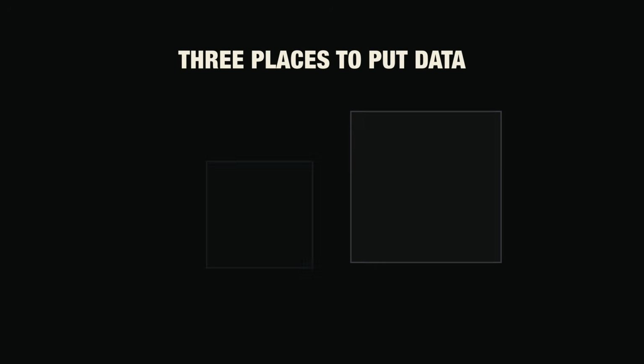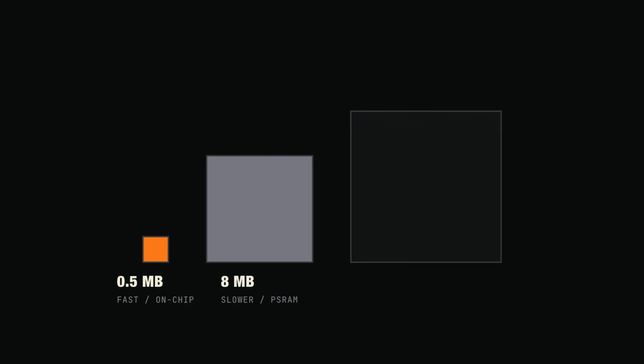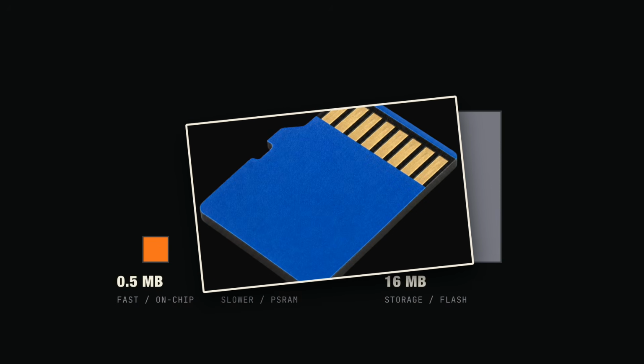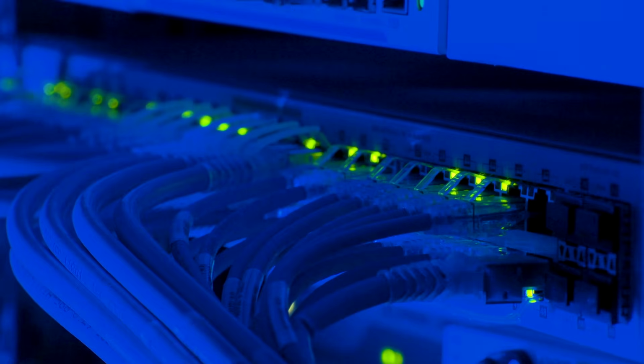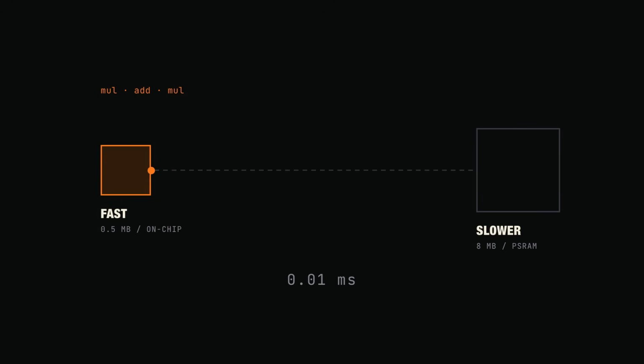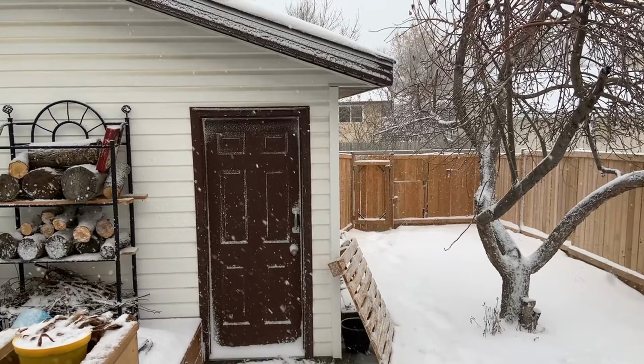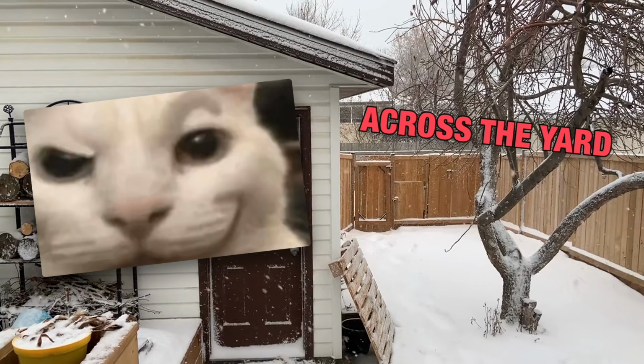You'll see it actually has 3 separate places to put data. You have that tiny half megabyte of fast memory right next to the processor. But you also get 8 megabytes of slower memory, plus 16 megabytes of basic storage built into the board where things just sit when the power is off. Only the fast memory is built for the math a neural network does, because stepping out to the slower memory or the storage costs time. It is like trying to cook dinner when your ingredients are locked in a shed across the yard.